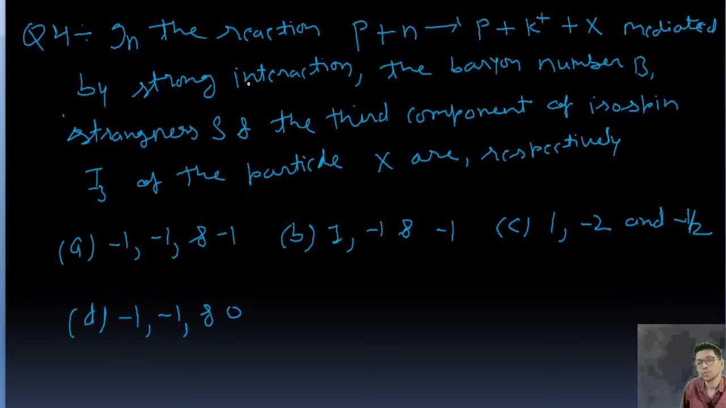Okay, so this is the question. In the reaction given, P plus N gives P plus K plus plus X, where P is proton, N is neutron, and K plus is kaon. X is an unknown element, mediated by strong interaction. The baryon number B, strangeness S, and third component of isospin I3 of the particle X respectively, you need to find out.